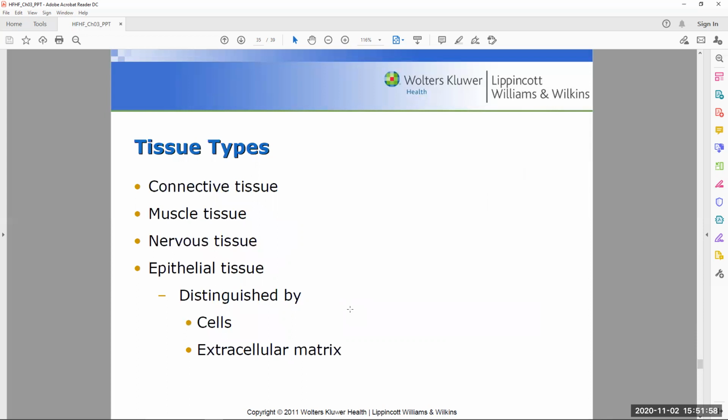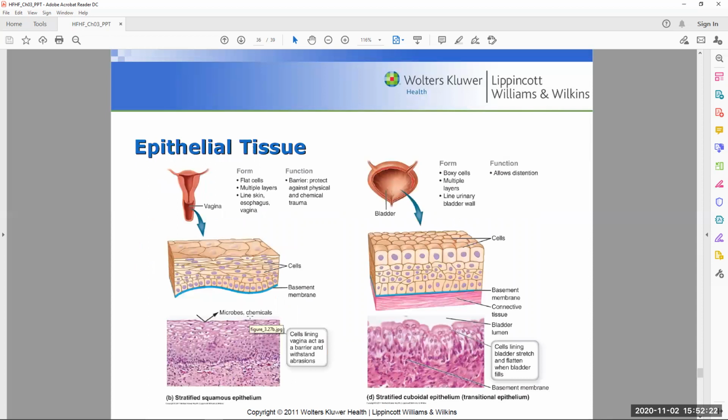Okay, so those were the mechanisms involved with transportation of substances within the cell, and also to remove substances out of the cell. Let's talk about the tissue types themselves. So there are four basic tissue types: connective, muscle, nervous, and epithelial, and they are distinguished by the cells and the extracellular matrix. Let's see if we could differentiate them. So you have epithelial cells. They're usually flat, have multiple layers, and they line the skin, esophagus, and vagina. So they're shown here in terms of epithelial cell, and their main function is one of protection.